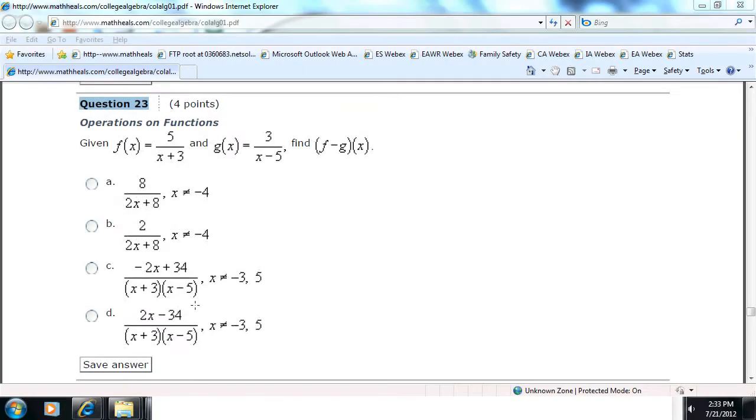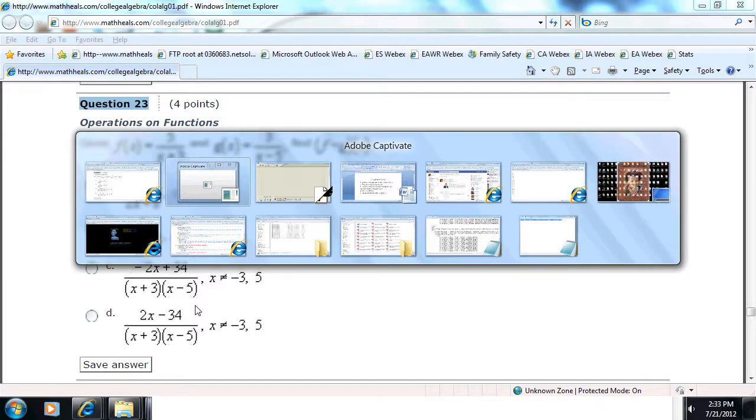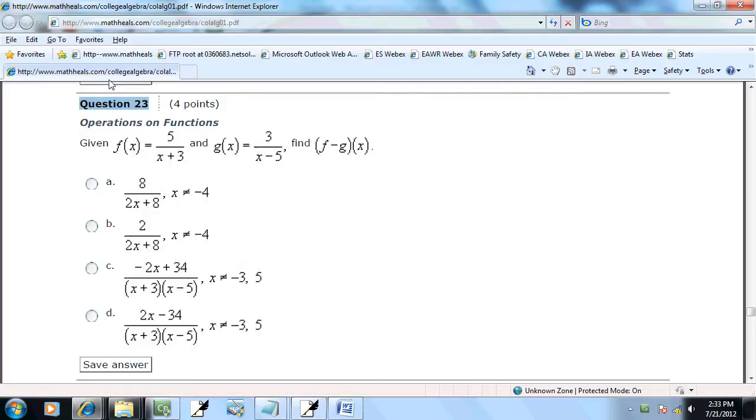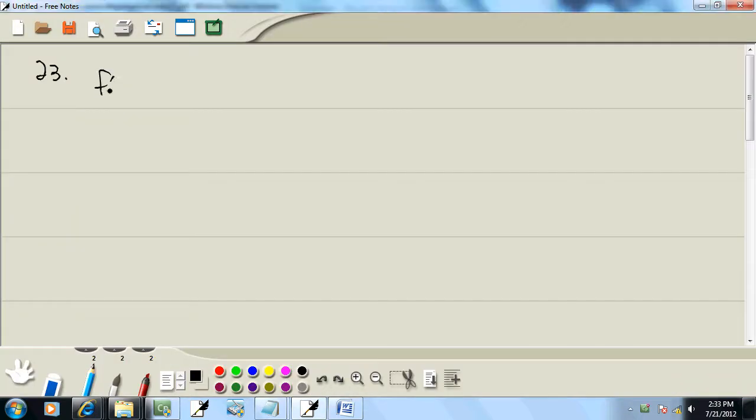Let's take a look at number 23, which is operations on functions. This is subtracting two rational expressions, looks like. So we got f of x is equal to 5 over x plus 3, and g of x is equal to 3 over x minus 5, and we want to subtract those.